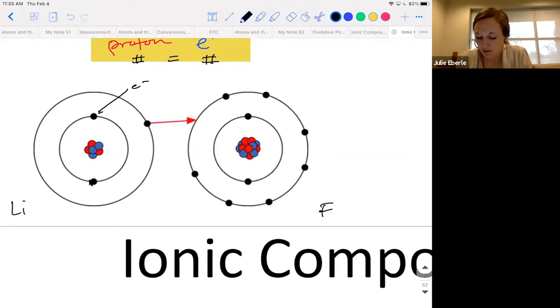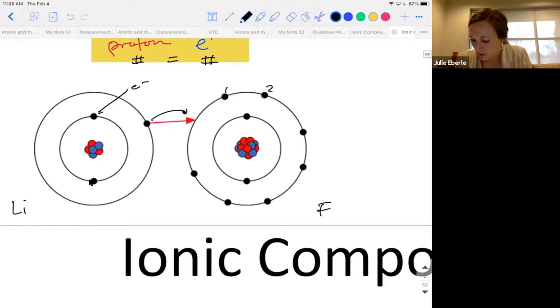So lithium here is very, very happy to give this 1 electron over to fluorine. And what happens to fluorine when it gets that 1 electron? Now we already have 7. This is 1, 2, 3, 4, 5, 6, 7 valence. And when it gets 1 more, this will become 8. And that's very, very stable.